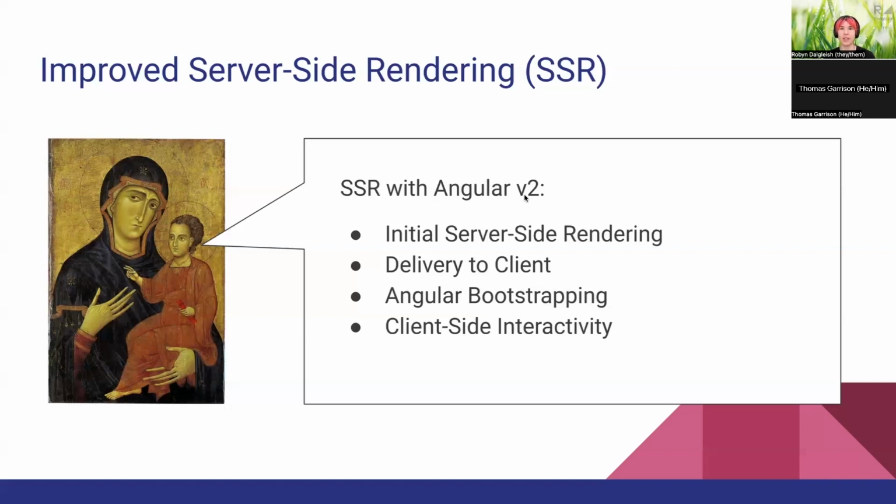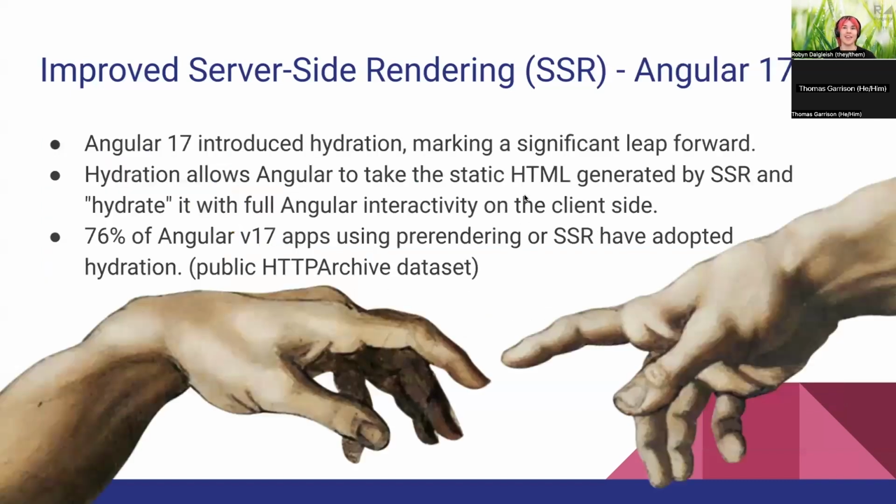Let's see if we can change the slide here. There we go. Also another Renaissance painting here. We've moved from the Italo-Byzantine era to the Renaissance. So we're chatting about when Angular started to really do some of the neat changes that we're chatting about today. With Angular 17 came that improved server-side rendering. Angular 17 introduced hydration, and this is significant. We'll chat about what that means.